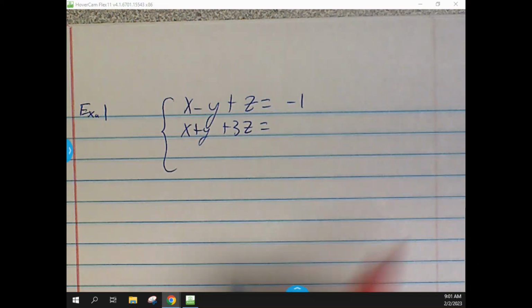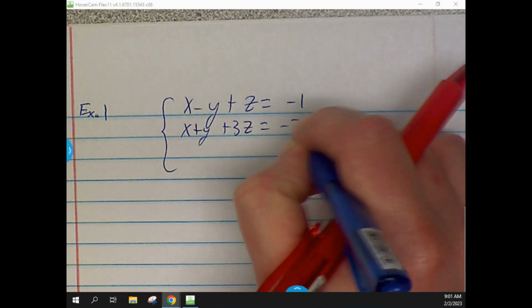Okay, so again, we're just going to go back to that original set we had here and write down all three of those equations.